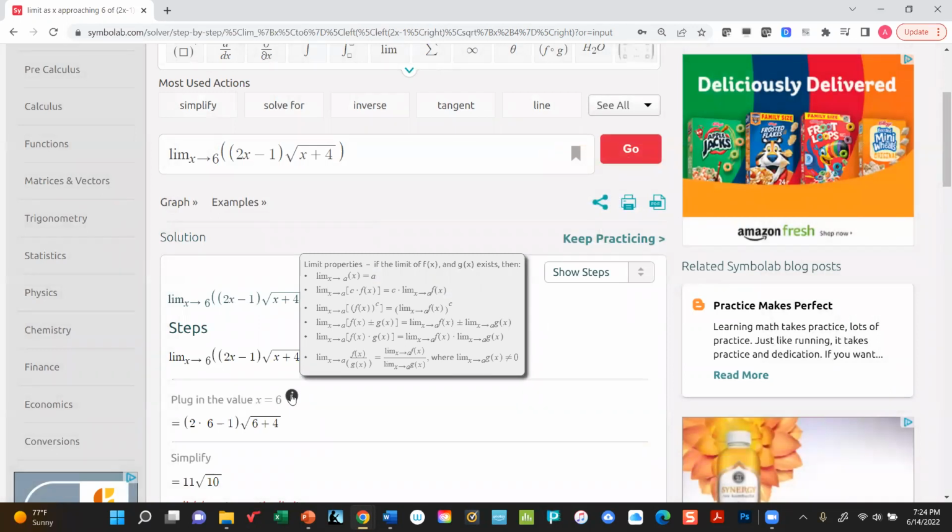Man, I didn't even know this was here. Look at this. It's just summarizing all the properties that we just went through. Look at that. They're all there. How do you like that?